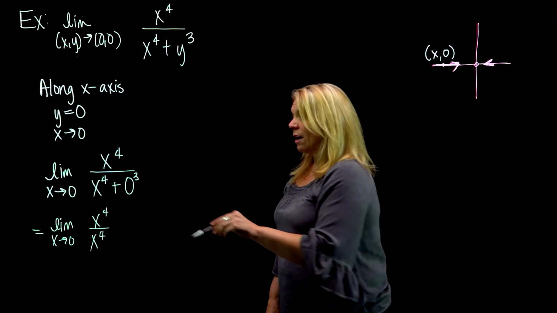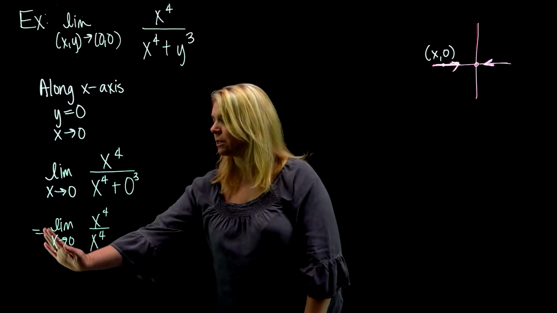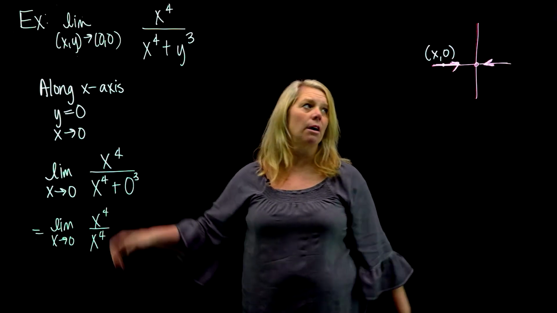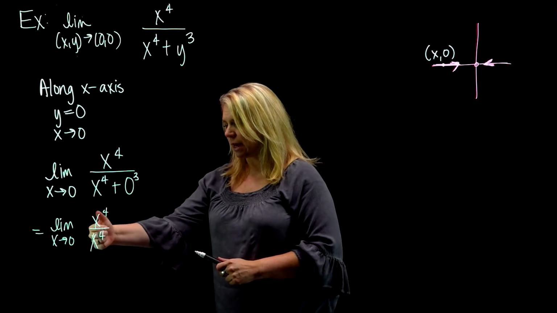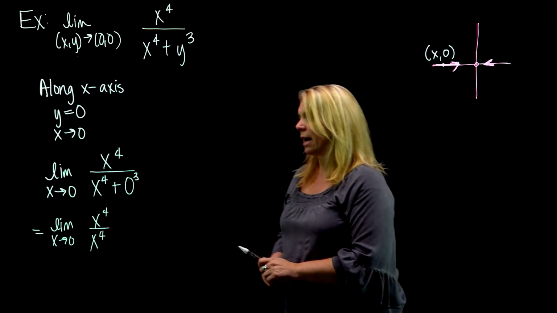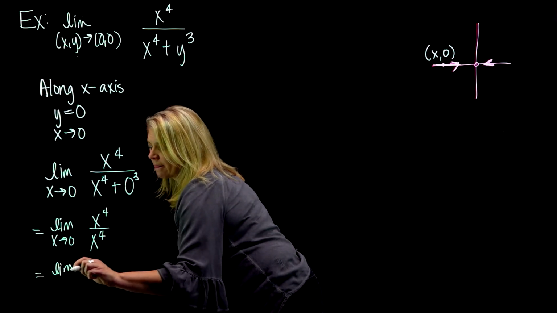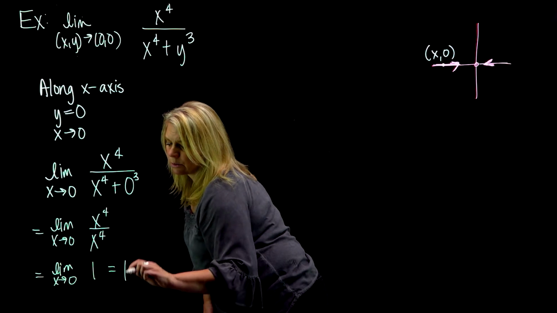And this function here simplifies. So I'm not really going to worry about my limit quite yet. I'm just simplifying. I substituted in y equals 0 since I'm taking that path of approach. And now I'm just simplifying, and this function simplifies to just 1. So I get the limit as x approaches 0 of 1, which is 1.